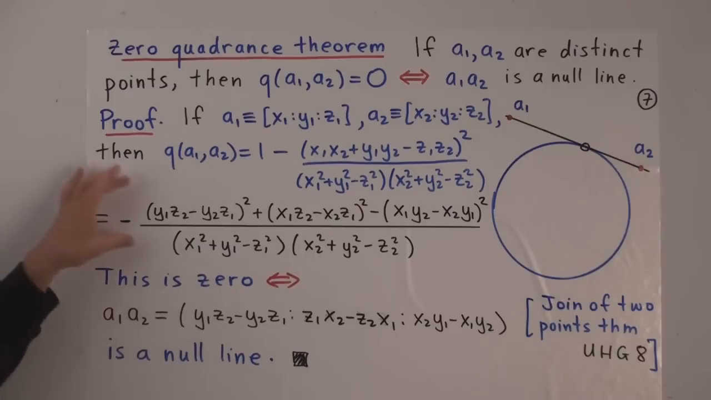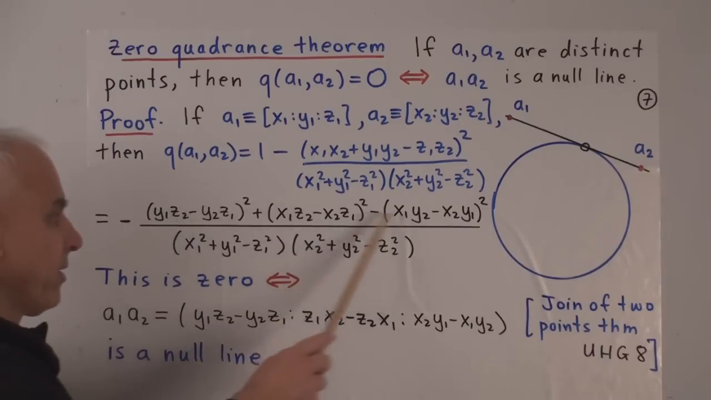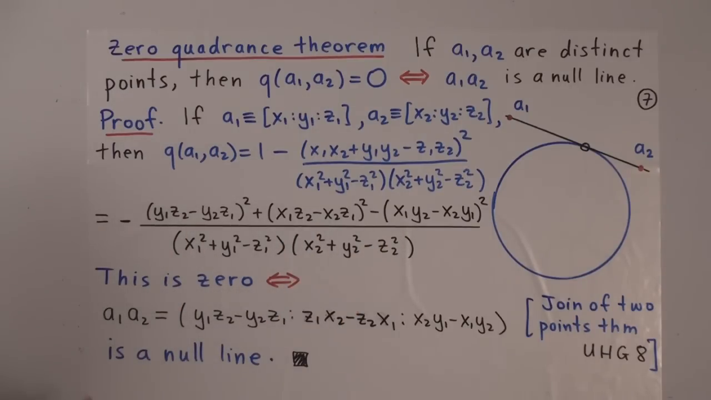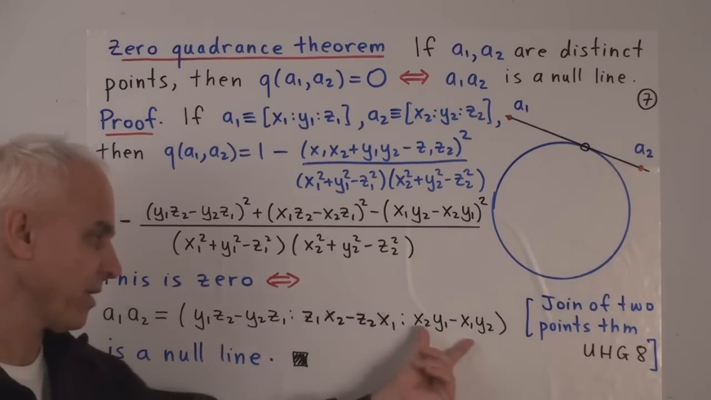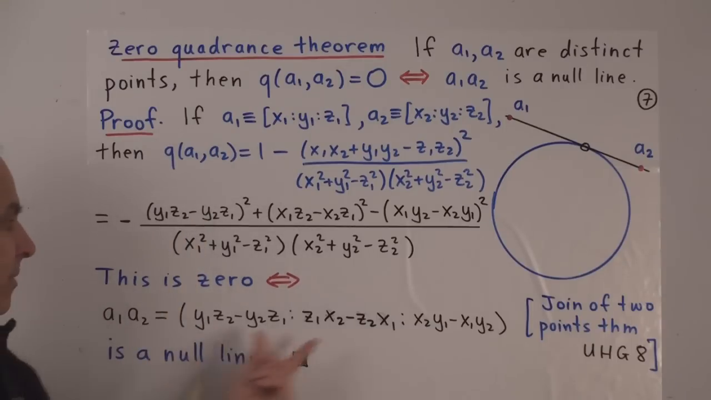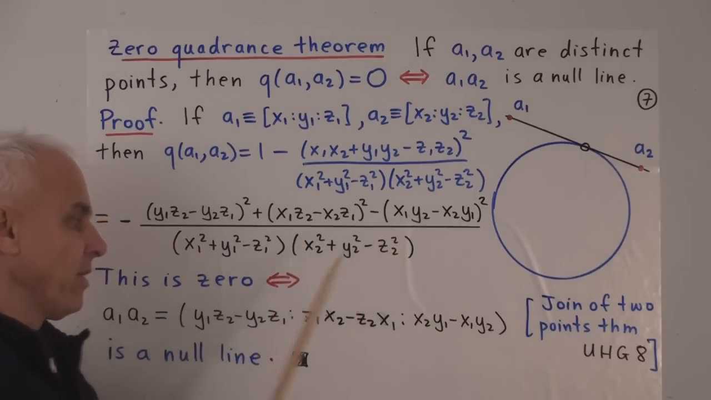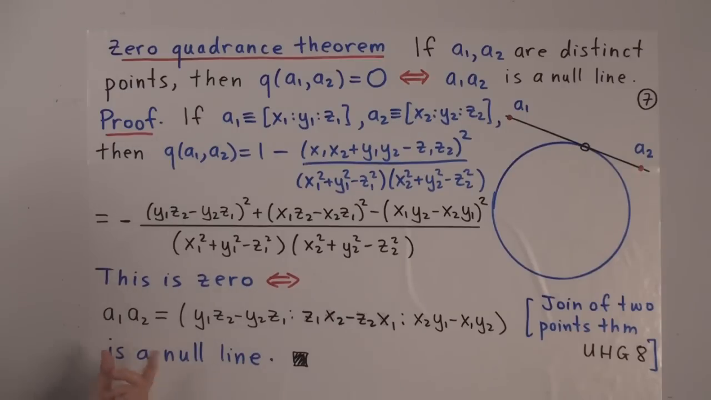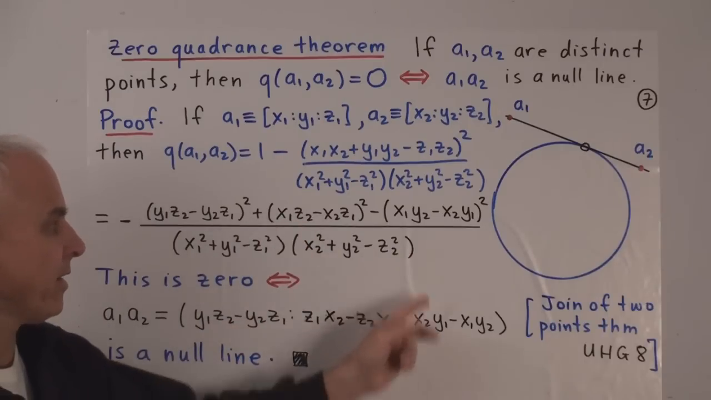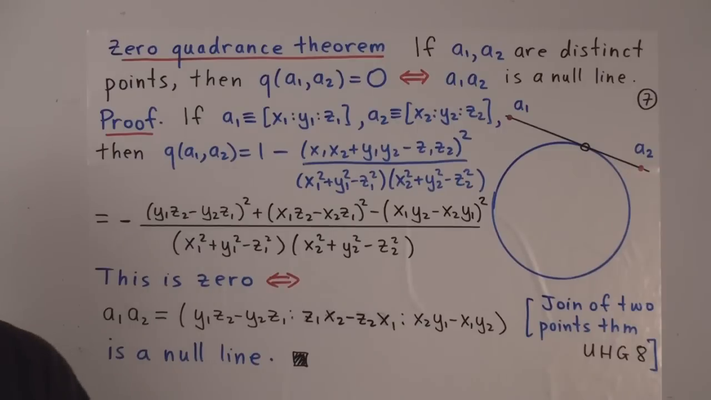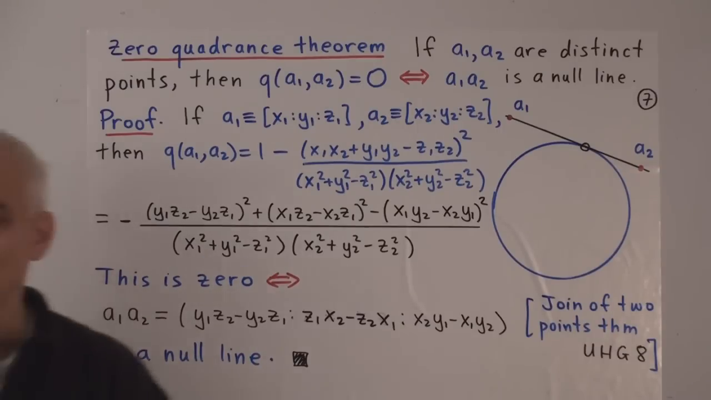All right, so now we can see that this expression is going to be zero precisely when the numerator is zero. But that is just exactly the condition that the line A1 A2, which is given by these three numbers, there's the J function appearing, this thing squared plus this thing squared minus this thing squared is zero. So that's exactly the condition that this be a null line. This number squared plus this number squared minus this number squared equals zero. That's the condition. And that's what we have up here once you multiply by minus one here and here to get it in the same form. So there's a proof of the zero quadrance theorem.